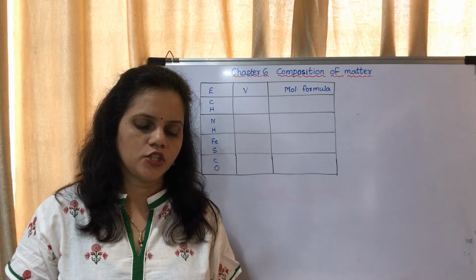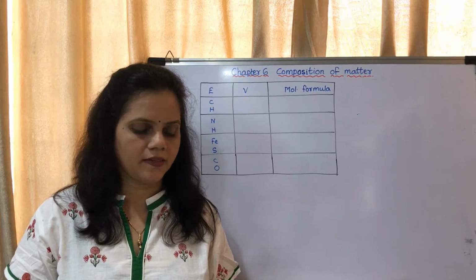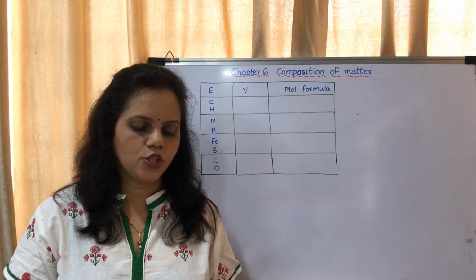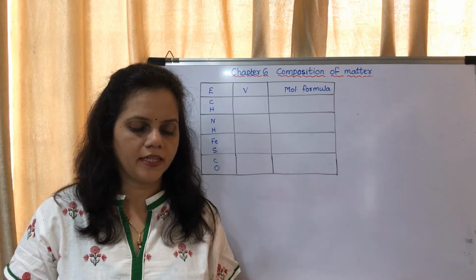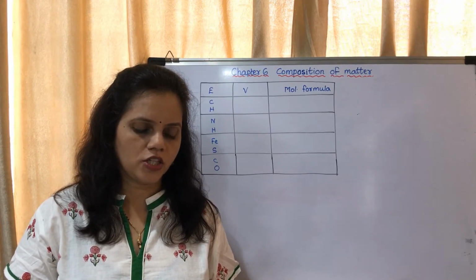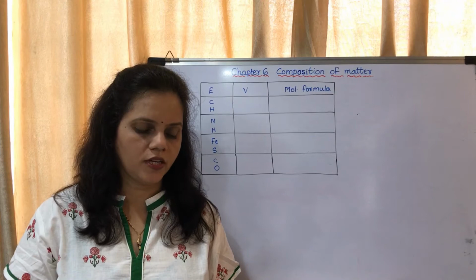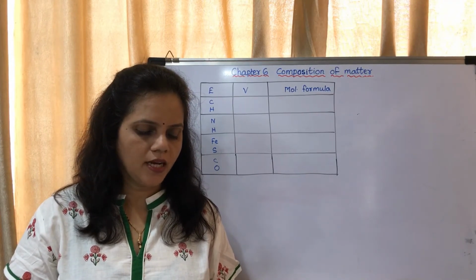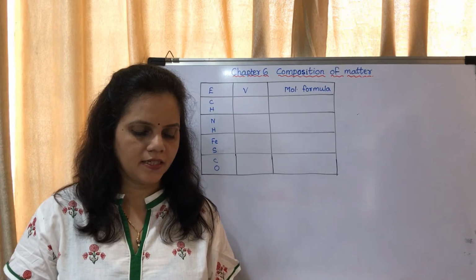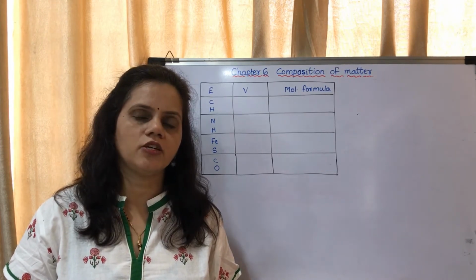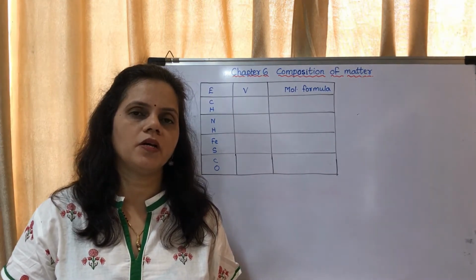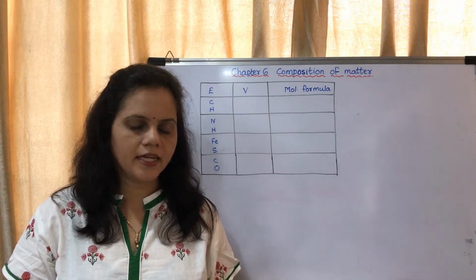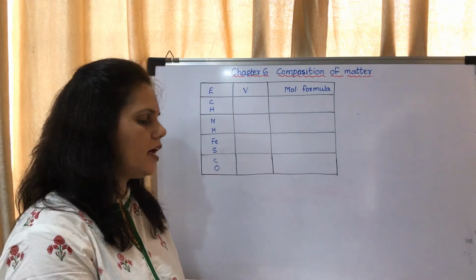Step 2 is to write the valency below the respective element. Step 3 is to cross multiply to obtain the number of atoms of constituent elements in the molecule of the compound. And step 4 is to write the molecular formula. And step 5 is, if it is possible, you have to reduce it to the smallest possible whole numbers, and then you have to finally write the molecular formula.